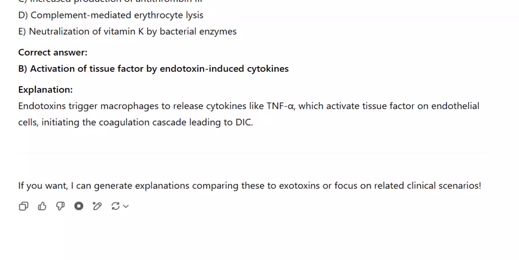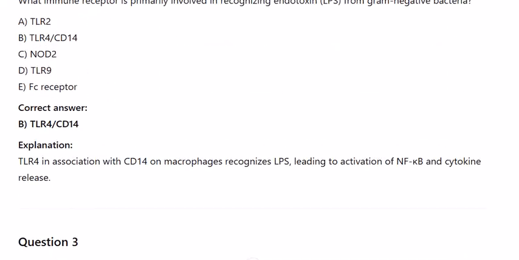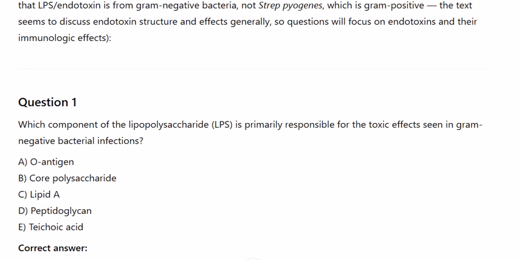Related text about Streptococcus pyogenes, though note that LPS endotoxin is from gram-negative bacteria, not Strep pyogenes, which is gram-positive. The text seems to discuss endotoxin structure and effects generally, so questions will focus on endotoxins and their immunologic effects.